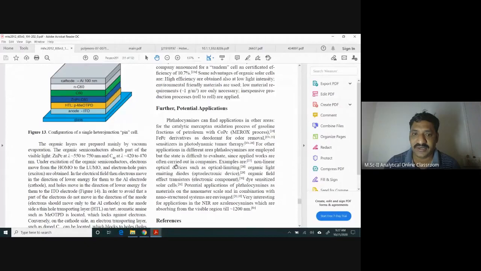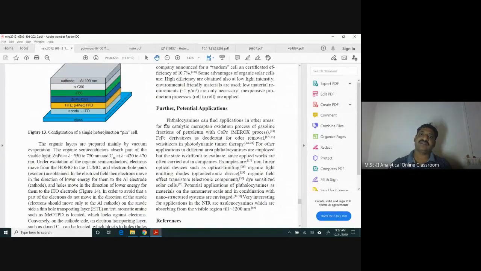For example, non-linear optical devices such as optical limiting, organic light emitting diodes, which are called optoelectronic devices, organic field effect transistors, that is electronic components, and dye-sensitized solar cells. Potential applications of phthalocyanine as materials on the nanometer scale and in combination with nanostructure systems are investigated. Very interesting for application in NIR are azulocyanines, which absorb from the visible region till near 1200 nanometers. So whatever we want is just the structure and its application.